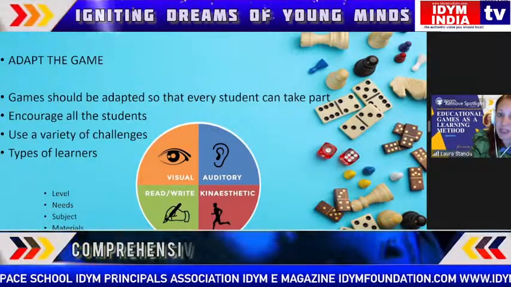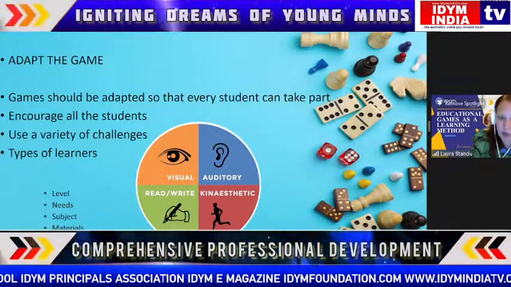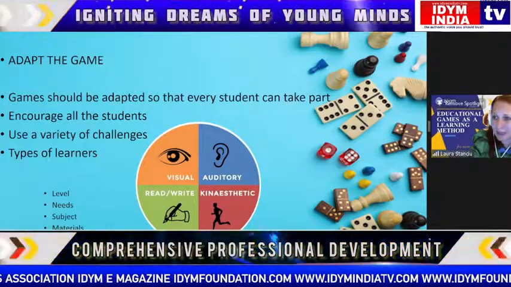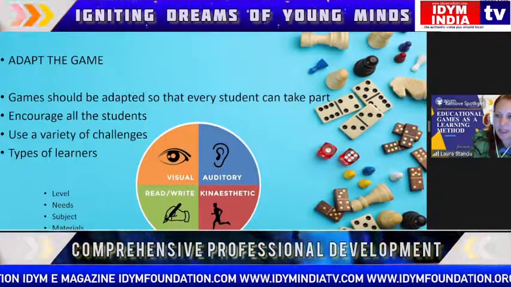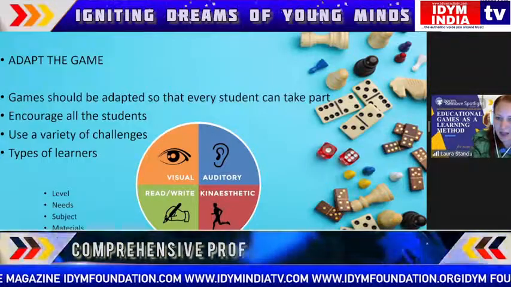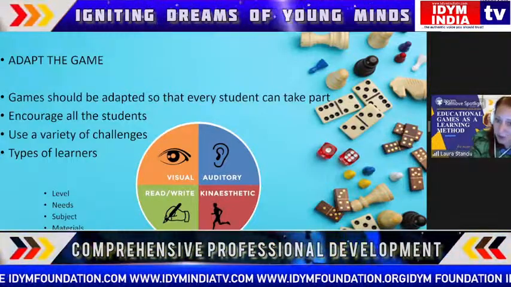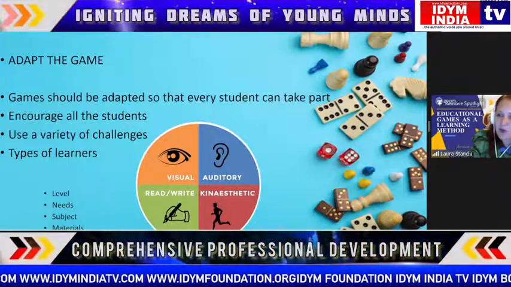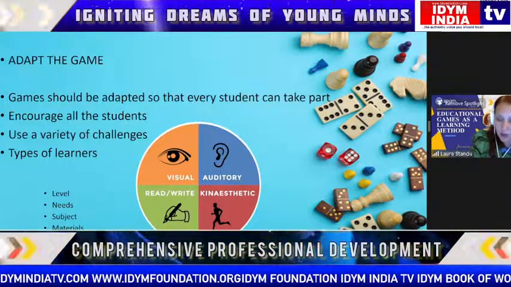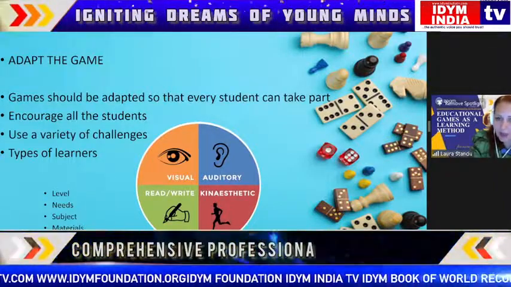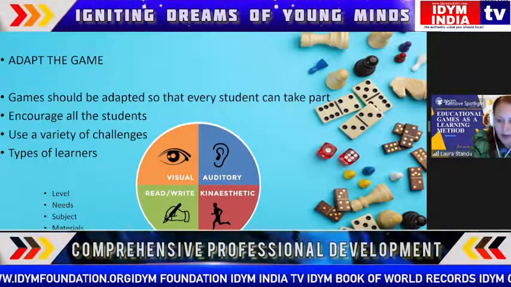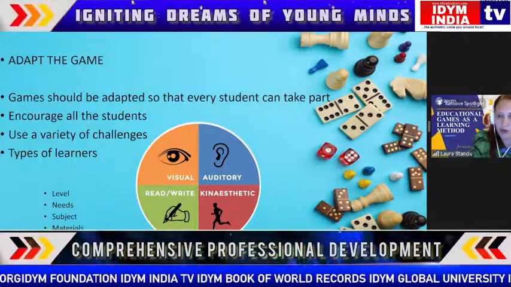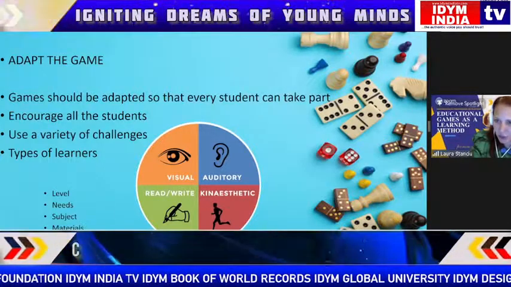As teachers, we need to adapt the game that we choose. Games should be adapted so that every student can take part. We need to keep in mind that there are different types of students: visual, auditory, kinesthetic. Some of them need to see in order to learn, others need to hear, others need to read and write, and there are students who need to move in order to learn that specific information.